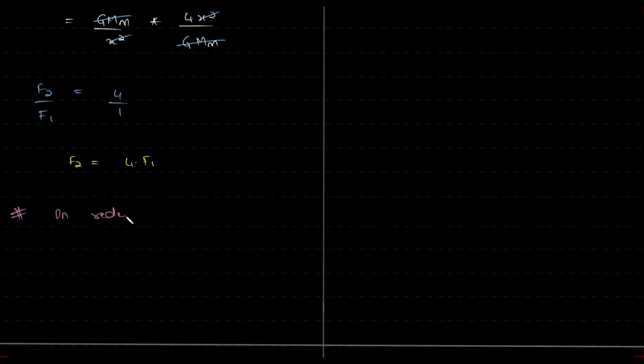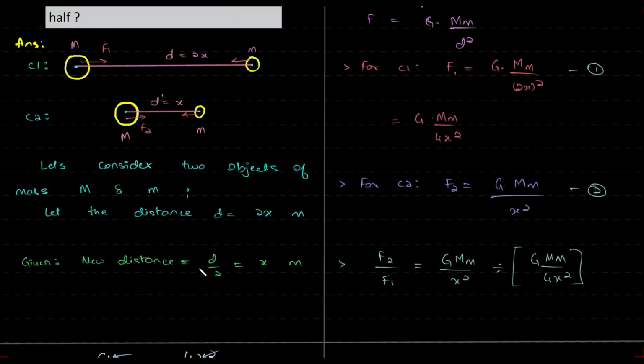On reducing the distance between the objects by half, the force between them increased by 4 times. The gravitational pull increased by 4 times. Okay, so here we have 4 times the force that is exerted between these two in comparison to this. Okay guys, so this is your answer.